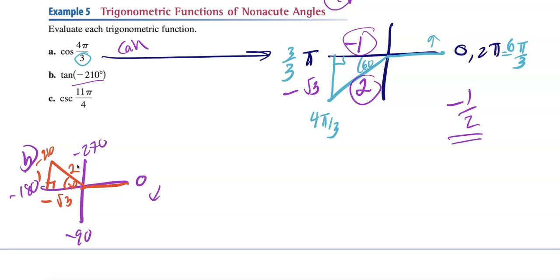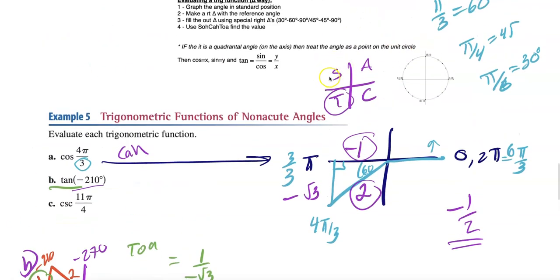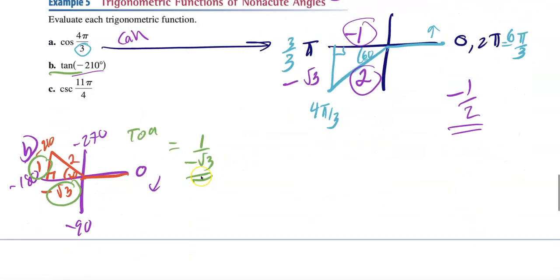We're doing tan, so TOA. So opposite over adjacent. So 1 over negative rad 3. Or again, right, we're in quadrant 2, only sine's positive in quadrant 2. So that also tells you it's negative.